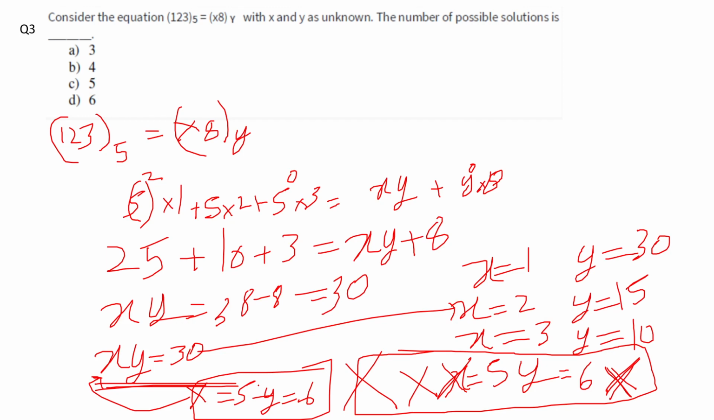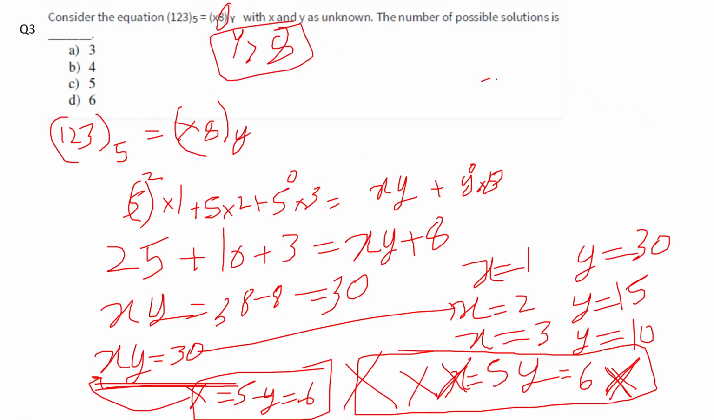Anyone else? So basically, the problem here is y equal to 6. X can be equal to 5, but y cannot be equal to 6. Why? Yes, right. Exactly. A number cannot be greater than the base of the system. So if it's 8, y has to be greater than 8, right? So that is the criteria.